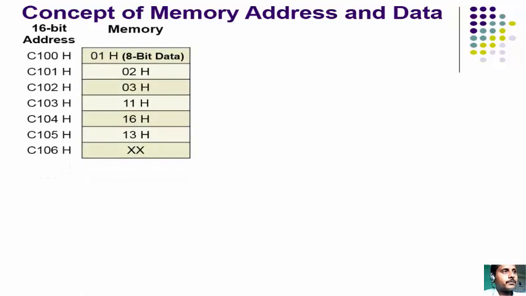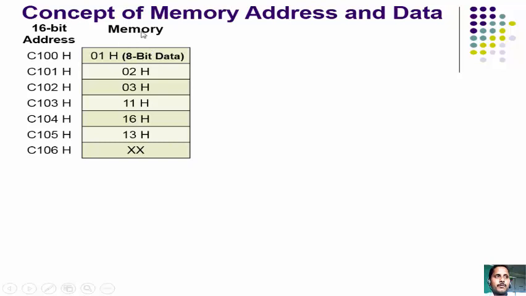In this particular diagram we can see the memory locations. The memory map is shown. On the left-hand side, the 16-bit memory address is like your home address: C100, C101, C102, likewise up to C106. These are the memory locations or 16-bit addresses, and the memory is compared with the city, and the different homes available in the city with the specific address.